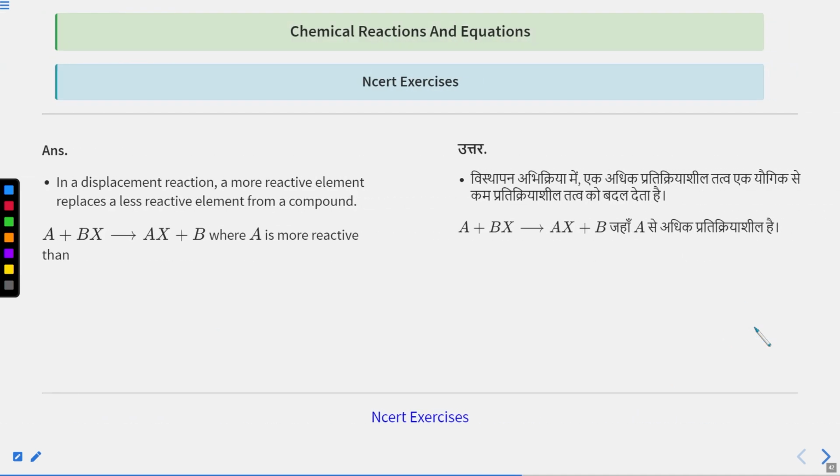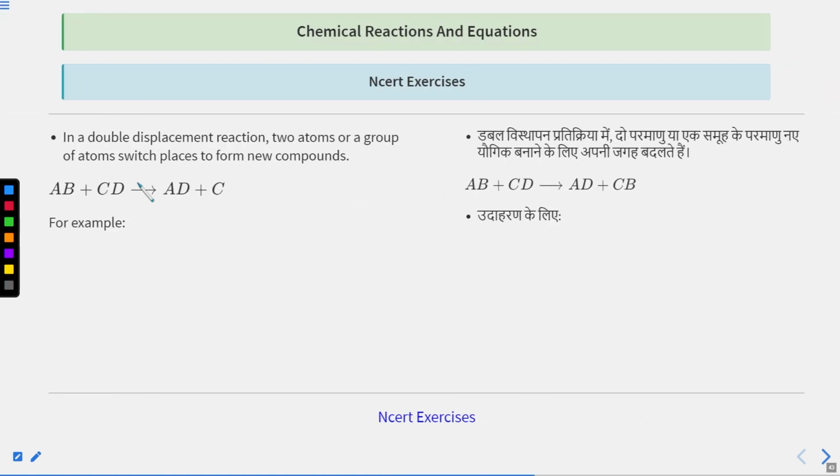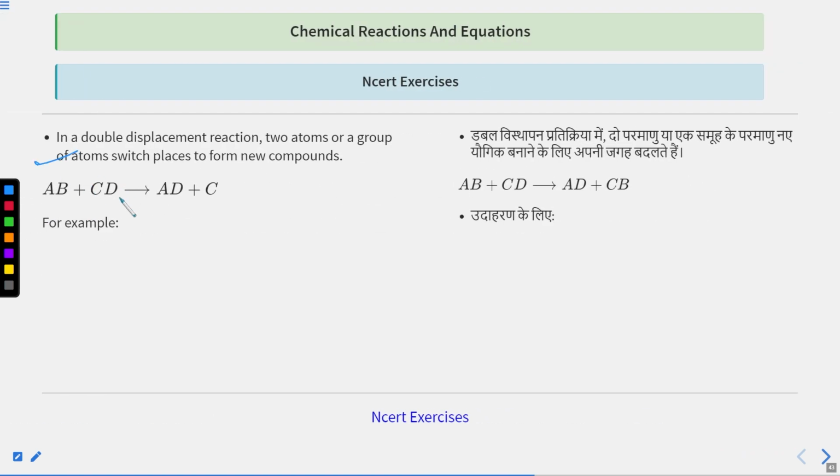So let's see the answer. In displacement reaction, a more reactive element replaces or displaces a less reactive element from a compound or a salt solution. Like A plus BX gives AX plus B, where A is more reactive than B. I hope so far everything is clear. Let's see another point of this particular answer. In a double displacement reaction, two atoms or groups of atoms switch places to form new compounds. As I told you already, in simple words, exchange of ions will take place.